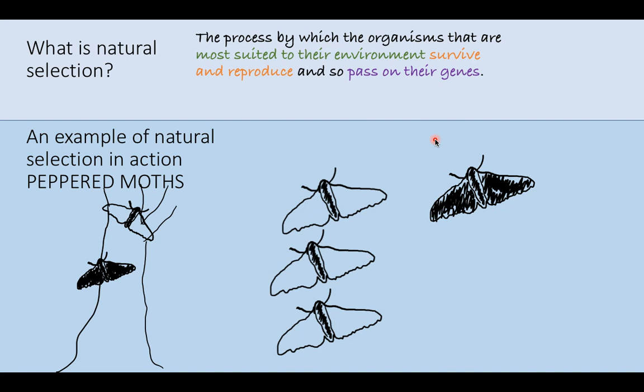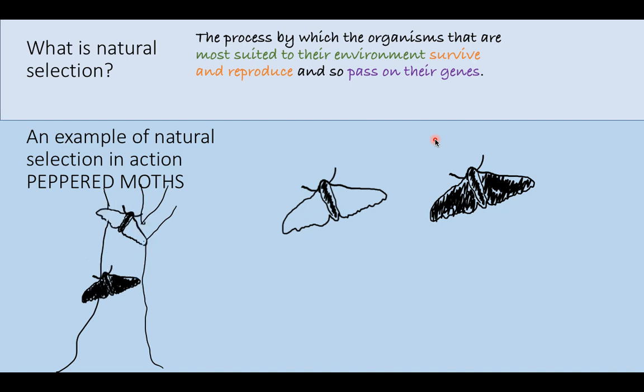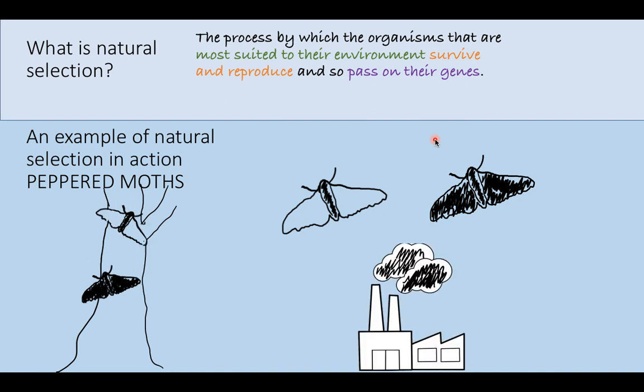Now, an interesting thing happened at the start of the Industrial Revolution, because factories started pouring out lots and lots of smoke. And that soot that was in the smoke started to get onto the trees, so the trees got darker. And now the pale peppered moths start to stand out a bit more, and so they can be seen more easily by the birds, whereas the darker ones blend in better.